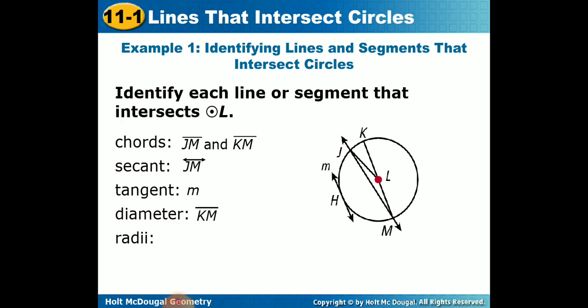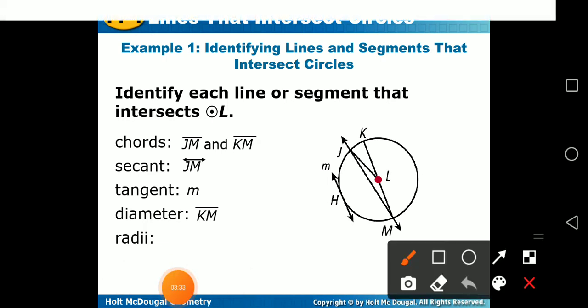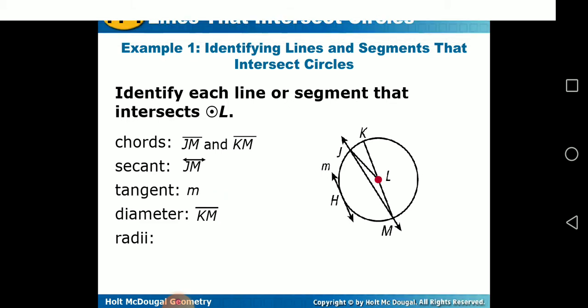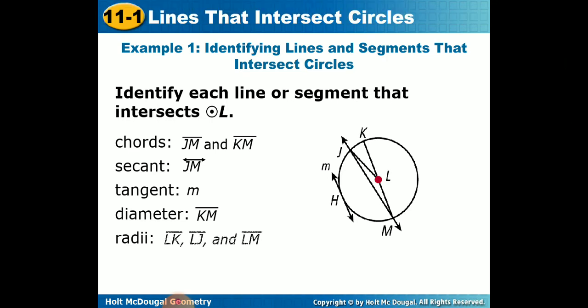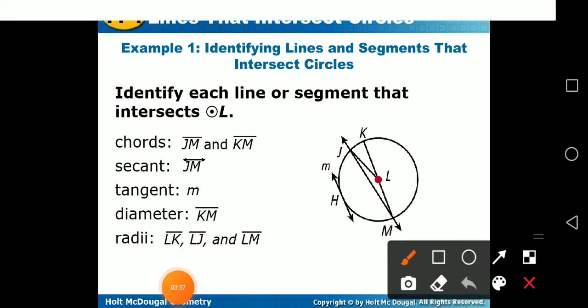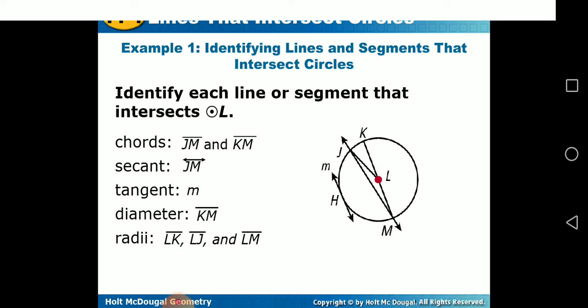Where's the diameter here? The diameter is very easy. It's KM, because it has in its center L. Where are the radii? We have more than one radius here. Radii is the plural of radius. I have KL, as you see, and LM. And what else? LJ. Can you see LJ? Segment. Okay.